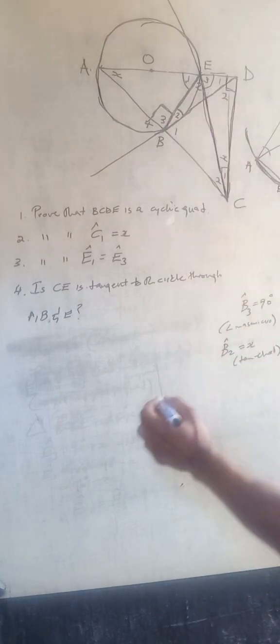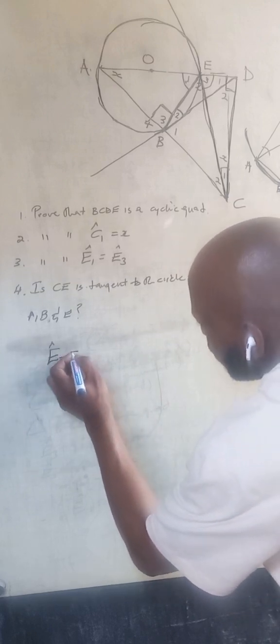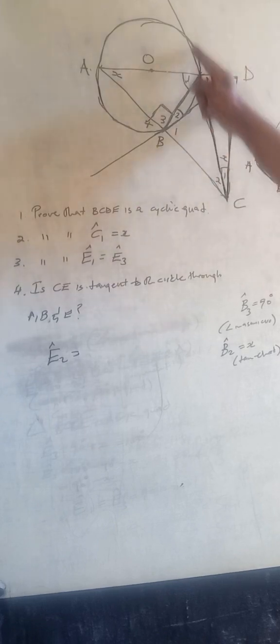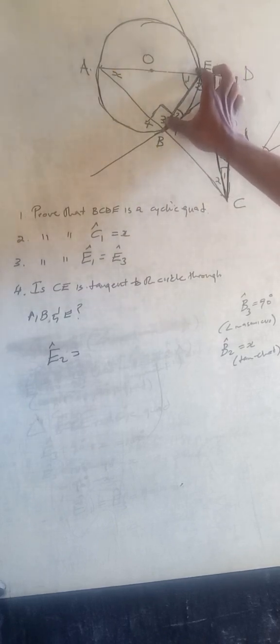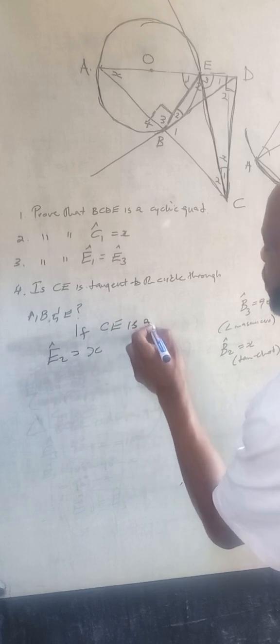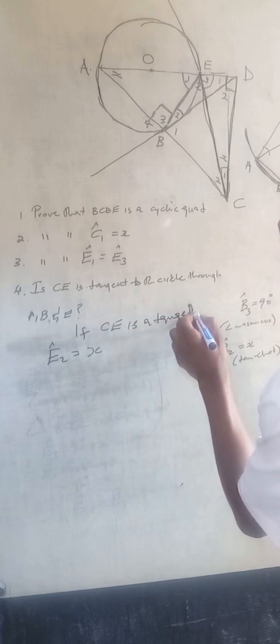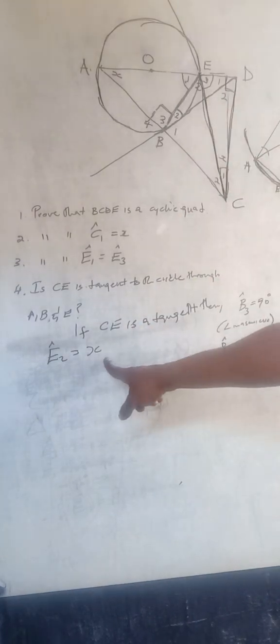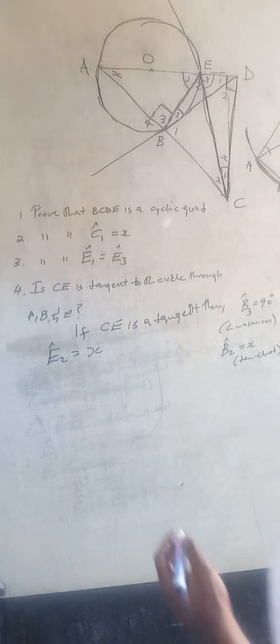So angle E2 would be the angle between the tangent, which is CE, and the chord, which is BE. This angle would be the angle between the tangent and the chord. And if that is the case, it should be equal to the angle in the alternate segment. So if CE is a tangent, then E2 must be equal to x. Is E2 equal to x? Okay, let's check E2.